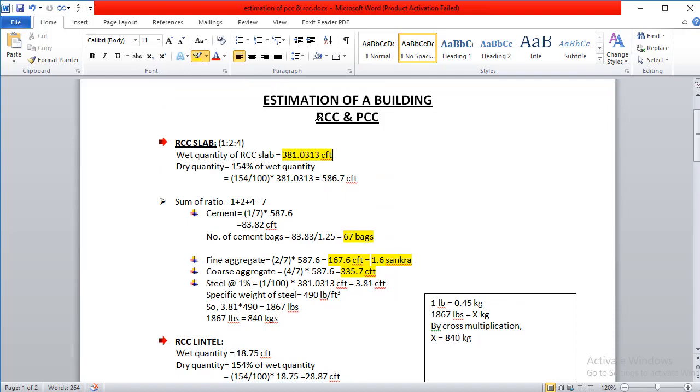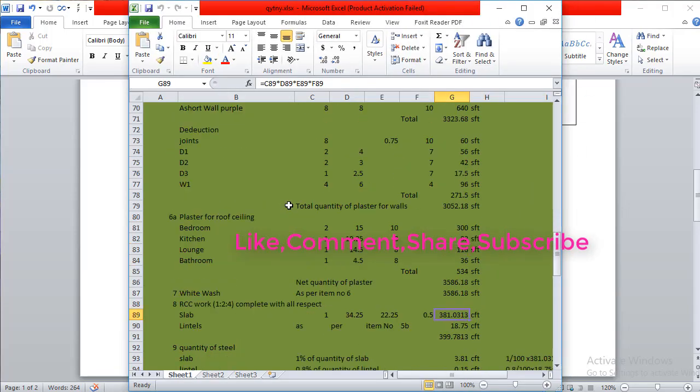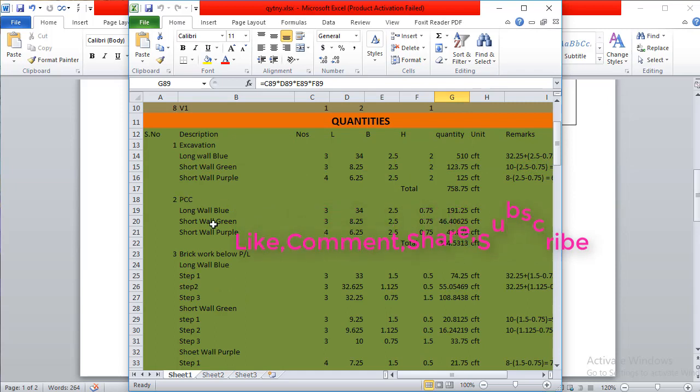First part of this lesson is done. Now coming to the second part, which is estimation of PCC. For PCC, which is being used in the foundation, the first layer after excavation, the weight quantity is 284.5313 CFT. I already found this quantity in my previous lesson. And if you check this Excel sheet that I have prepared, here the total quantity of PCC is 284.5313 CFT. This quantity is basically the weight quantity of PCC.